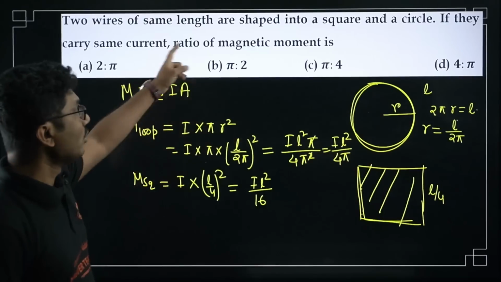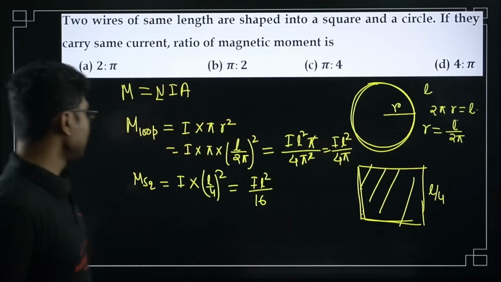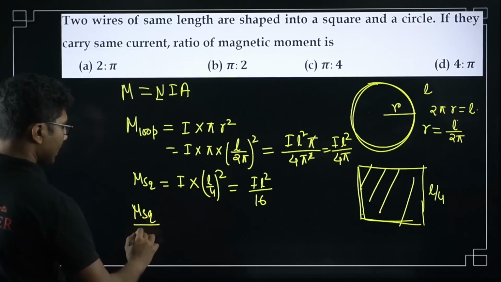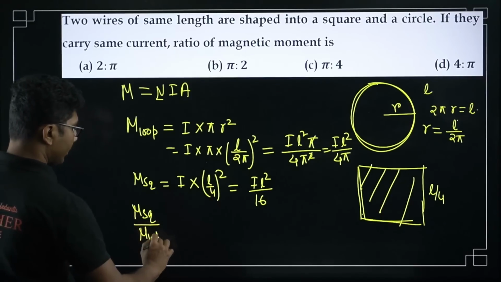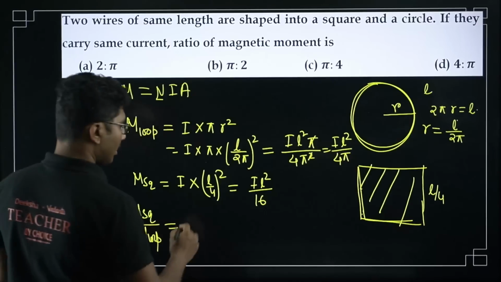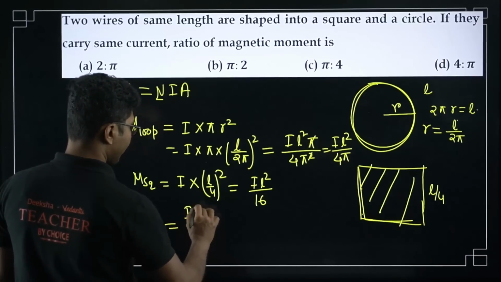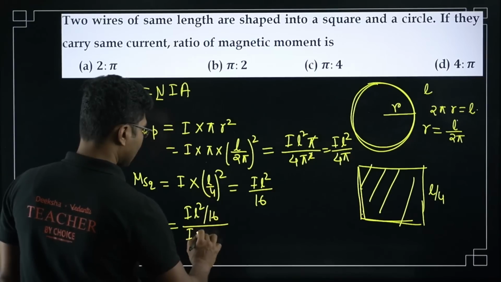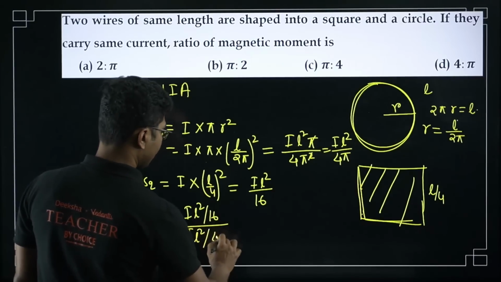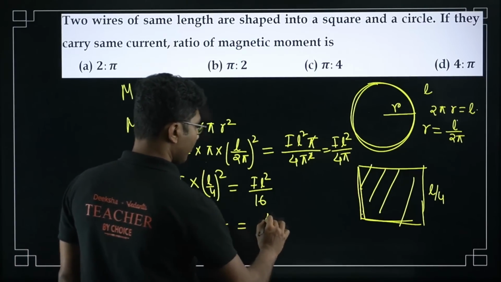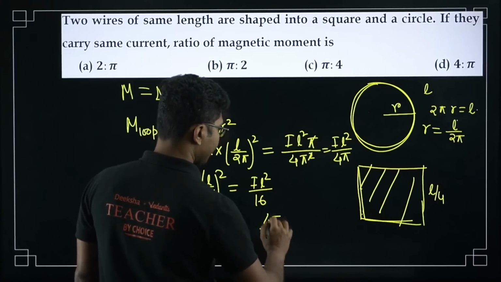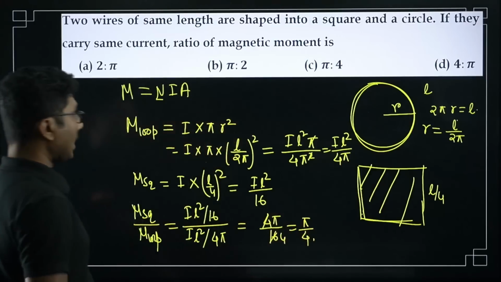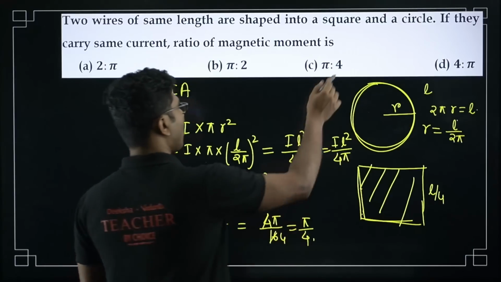Now they asked square first, circle second. So when you are trying to find the ratio, square will be divided by circle, that will be equal to L square by 16 divided by L square by 4 pi, or 4 pi by 16, so it will be pi by 4, or pi is to 4. So correct answer is option C.